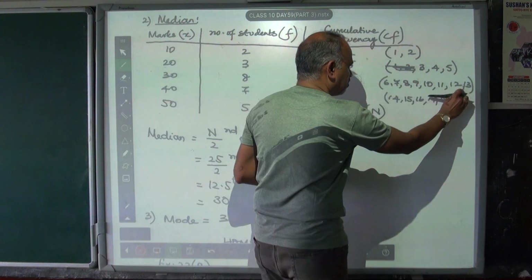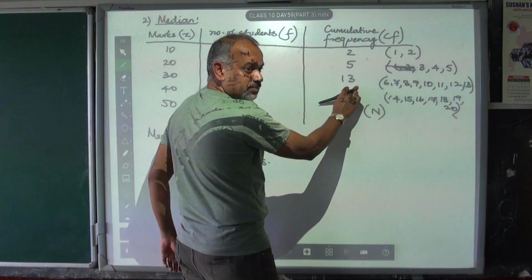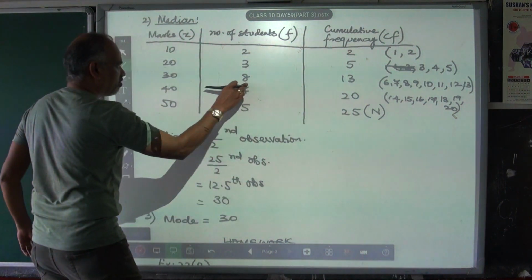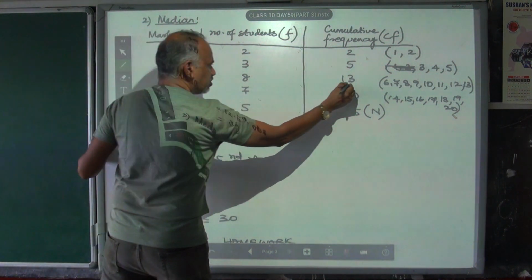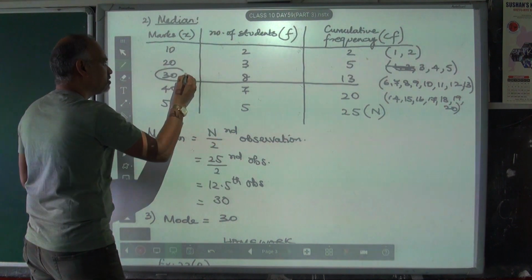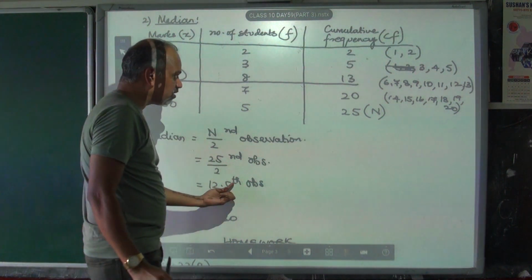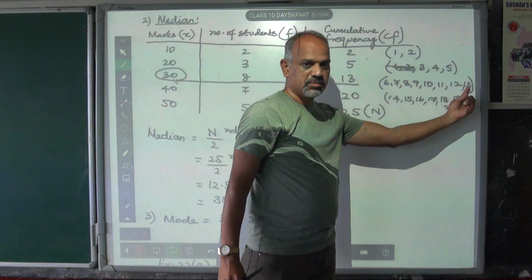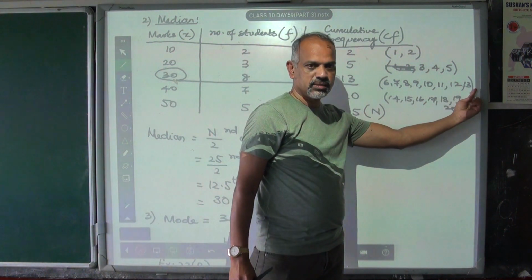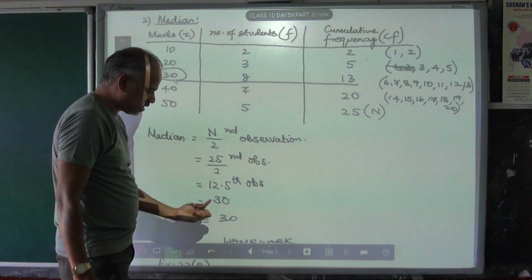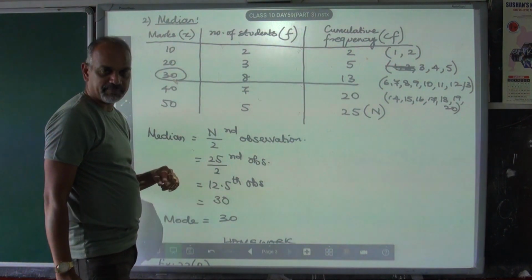So he also lies in this category. If he is lying in this category, what is the respective class value? That value is your median. The 12.5 is here, between 12 and 13. Therefore, the respective class value of that is 30, therefore the median is 30.